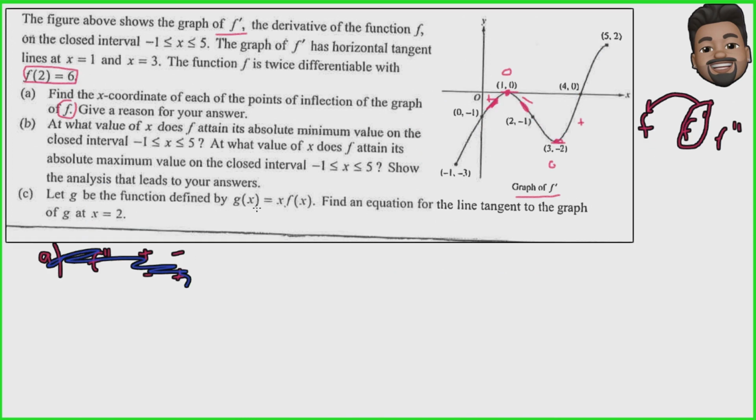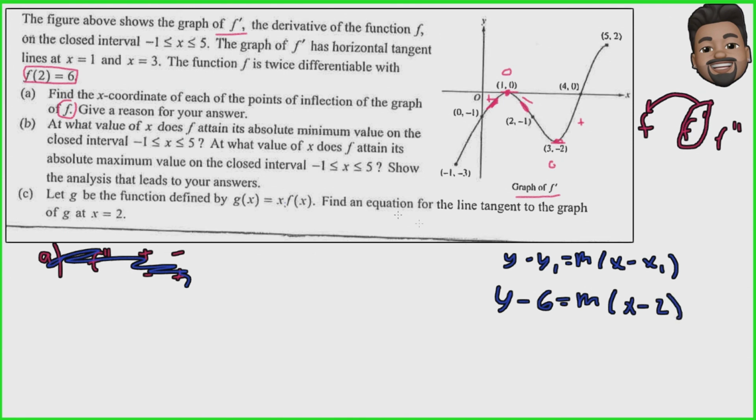Let g be the function defined by g of x equals x times f of x. Find the equation of the line tangent. The equation of the line tangent is y minus y1 is equal to m times x minus x1. Now they told us g is x times f of x, so we have to be a little bit careful. If I write this out, this would be y minus 6 is equal to m times x minus 2. The 2 is my x value, which is what they're referring to right here, and the y value is 6.